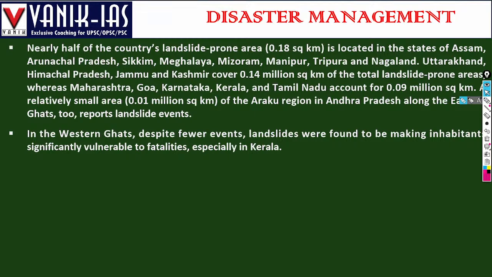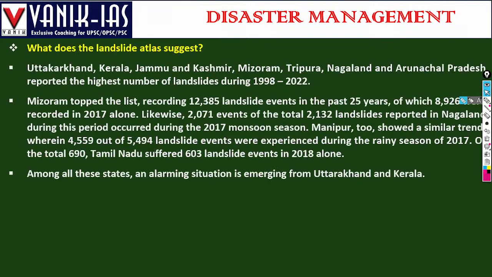A relatively small area of 0.01 million square kilometers, the Araku region in Andhra Pradesh, Araku Valley, along with the Eastern Ghats, reports landslide events. In the Western Ghats, despite fewer events, landslides are found to make inhabitants significantly vulnerable to fatality, especially in Kerala. Kerala is also susceptible to landslide events, although its magnitude is comparatively less in comparison to other areas.